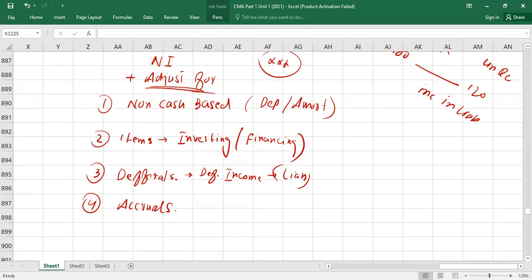So when you adjust your net income for mostly these four categories, you arrive at what? Cash flow from which activities? From operating activities. So this is what is called the indirect method, because indirectly you are moving to the cash flows. Done? Clear, guys?